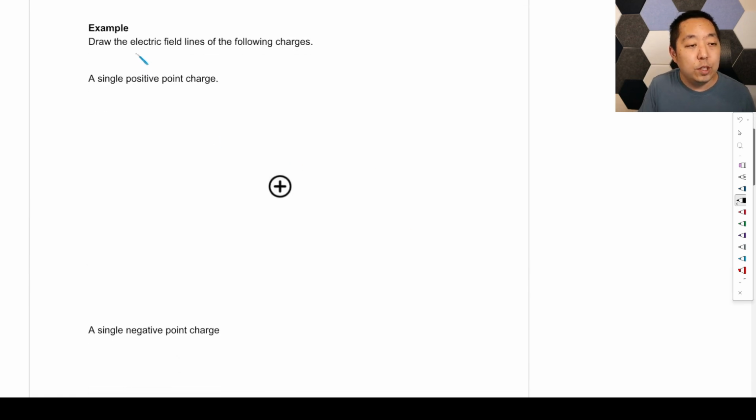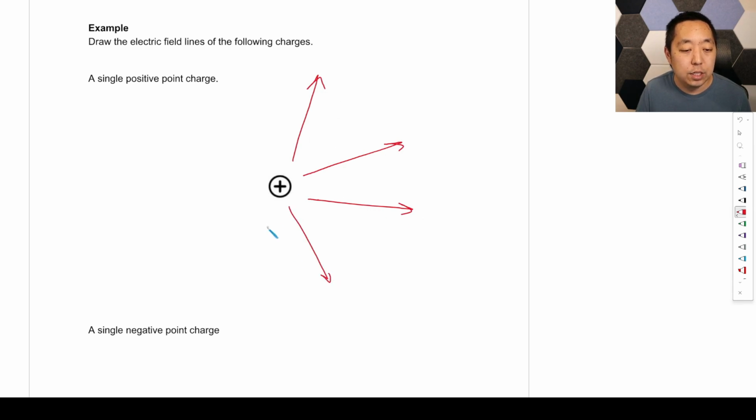Draw the electric field lines of the following charges. Let's say we have a single positive point charge. Well, if I put a positive charge anywhere, it's just going to push it away. So the electric field lines are just going to be like this, radially away in all directions, because if I were to put a positive charge in any of those spots, it would just be repelled away by this single positive charge. That's what the electric field lines would look like for a single positive charge.